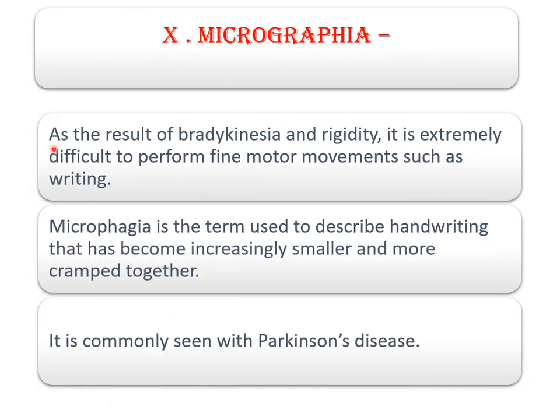Micrographia. As a result of the bradykinesia and rigidity, it is extremely difficult to perform fine motor movements such as writing. Micrographia is the term used to describe handwriting that has become increasingly smaller and more cramped together, and it is very commonly seen with Parkinson's disease.